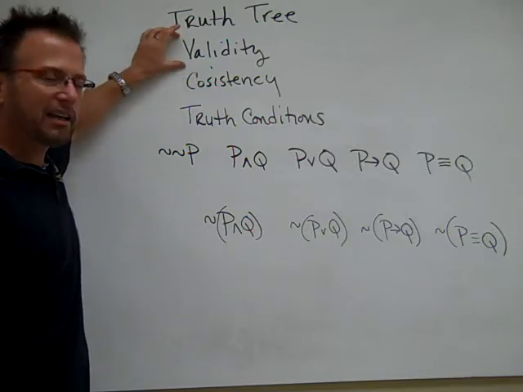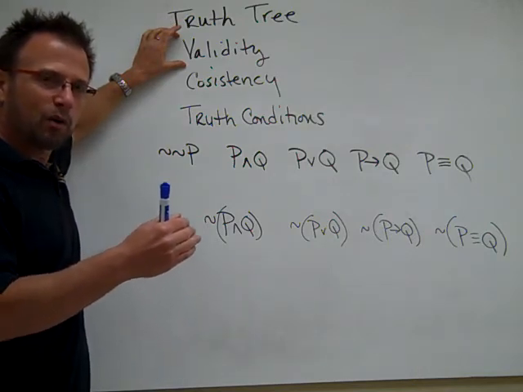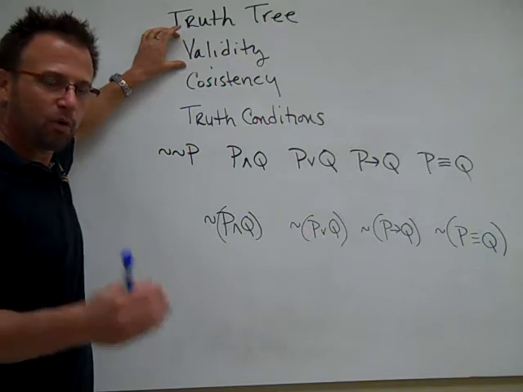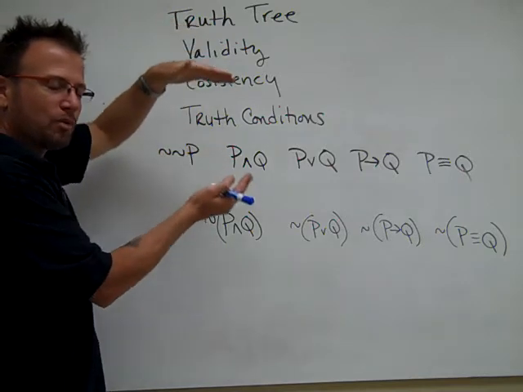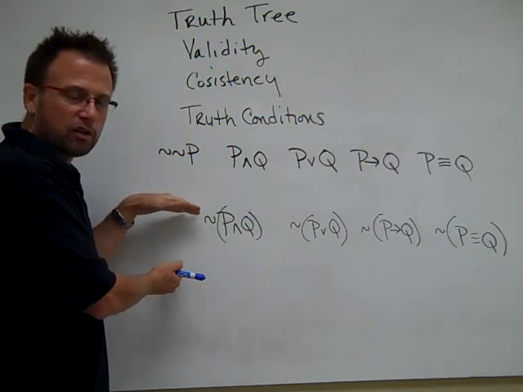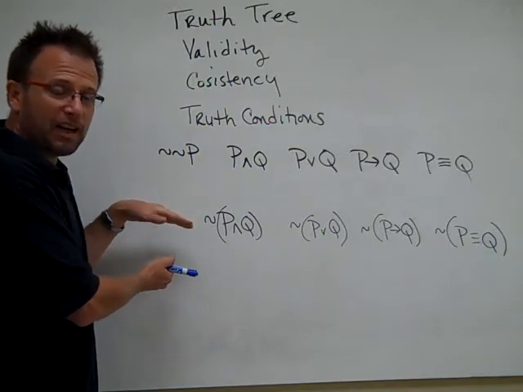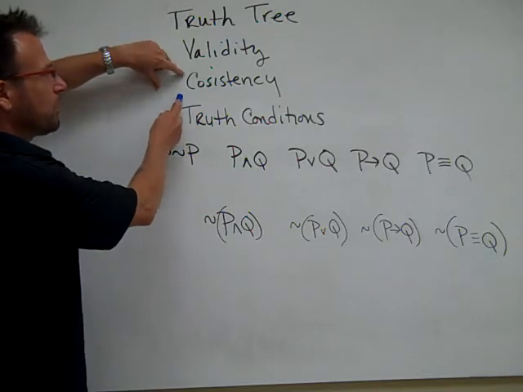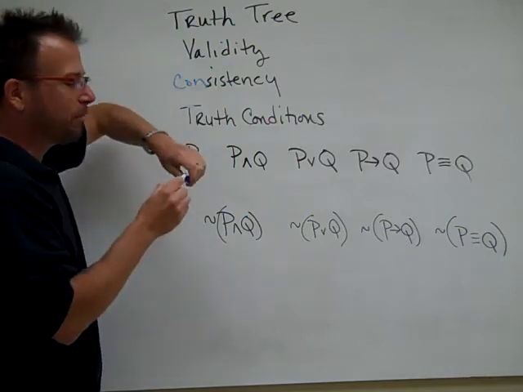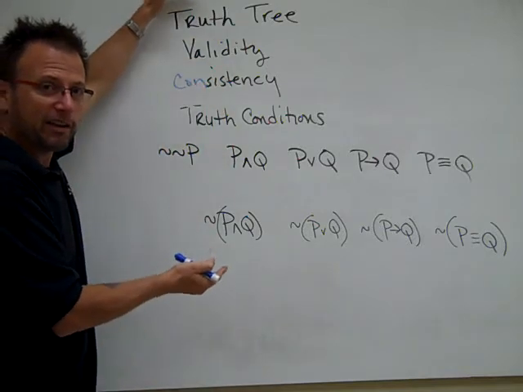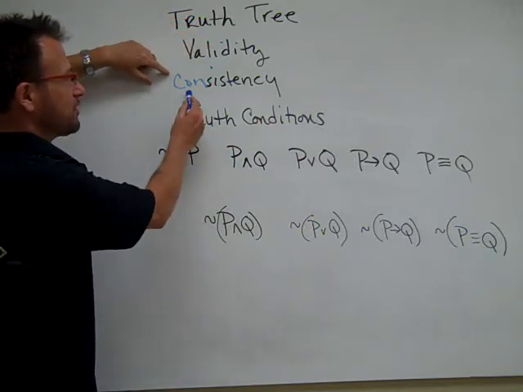So what we do is we take an argument with the premises and the conclusion, and we negate the conclusion. We list the premises as asserted as true, and we put a tilde on the conclusion. That's essentially making the conclusion false. So we're going to check to see if it's possible for the premises and the negation of the conclusion to all be true at the same time, if those statements are consistent.